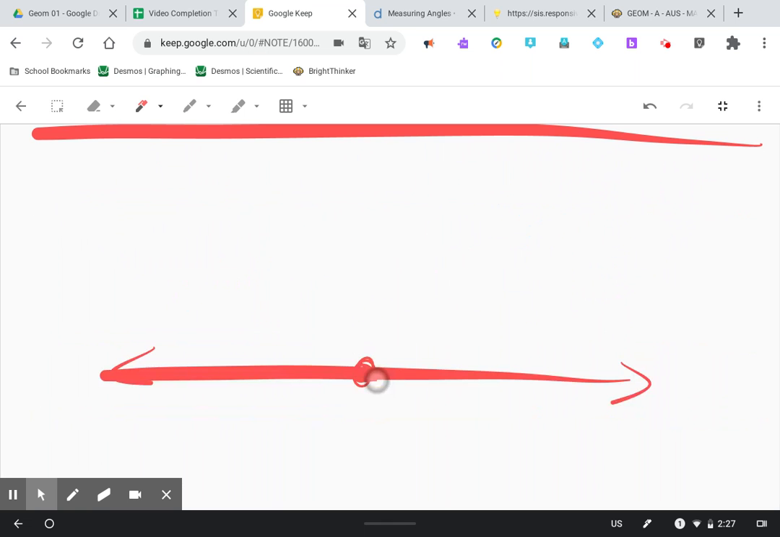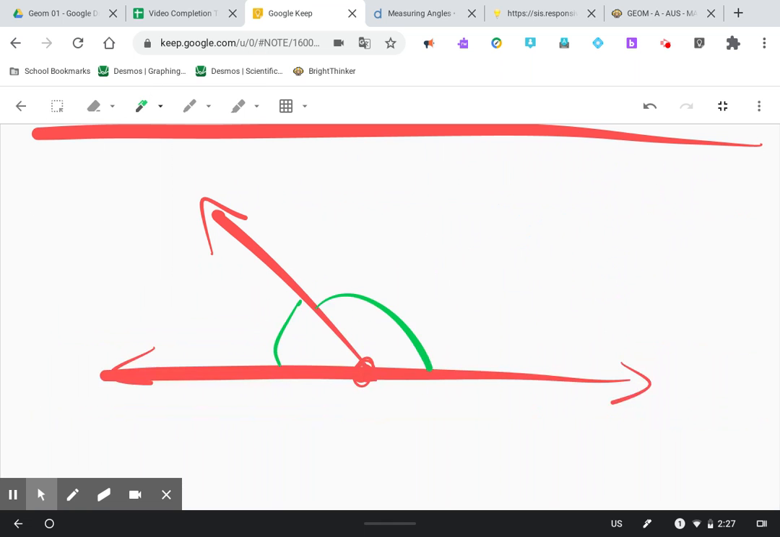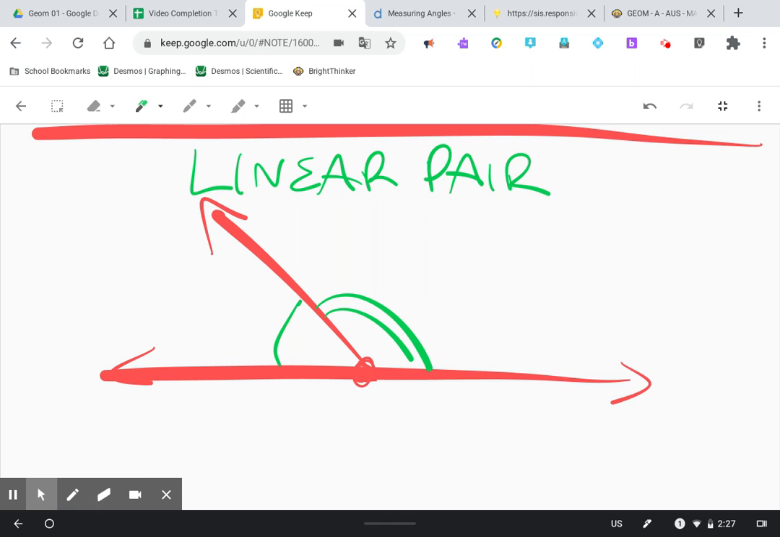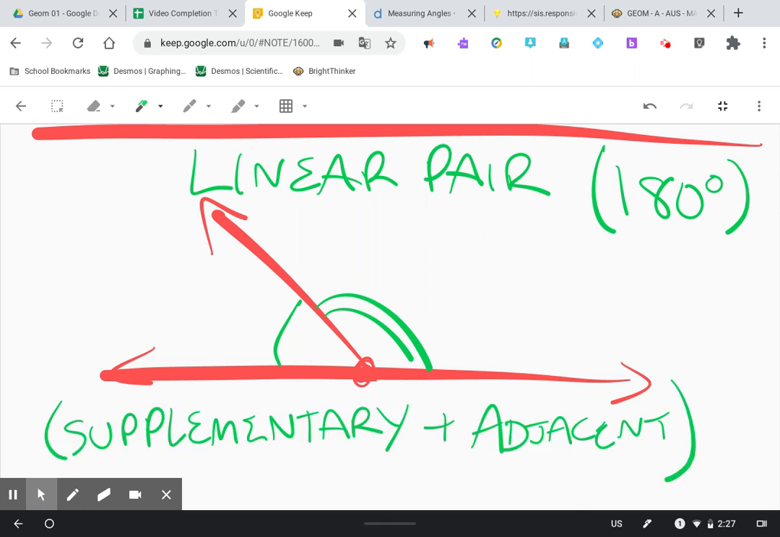Now, there's a unique type of supplementary angle where you have a straight line, a straight angle, and a ray coming off that angle, and you form two angles. You have this angle here, and you have this angle here. This is called a linear pair. So a linear pair is basically supplementary and adjacent. That actually is the definition. So a linear pair is supplementary and adjacent. And of course, that means they add up to 180 because we know they are supplementary. So it's this construction where you have a straight line, a ray coming off that line, and it's the two angles that are here and here that add up to 180.